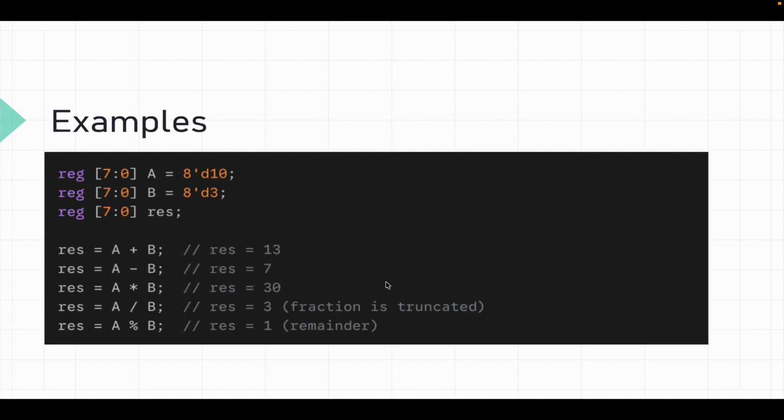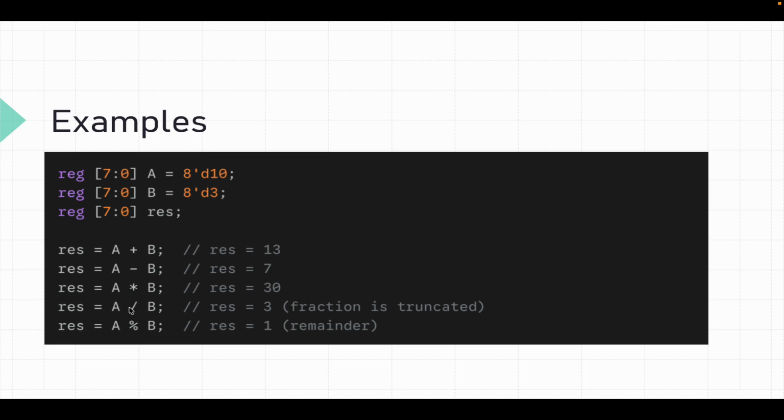Let us see the examples. Let us consider we have an 8-bit register A that is storing the value 10 and an 8-bit register B that is storing the value 3. And we have an 8-bit result also. The result A plus B will return 13. 10 plus 3, 13. 10 minus 3 will give you 7. Then 10 multiplied by 3 will give you 30.